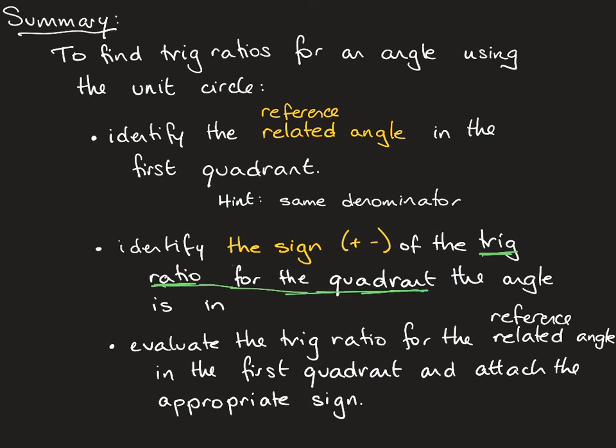And then finally, you need to put the two things together, work out what the trig ratio is, evaluate the trig ratio, what size is it, and then attach the appropriate sign to it. So let's have a go.